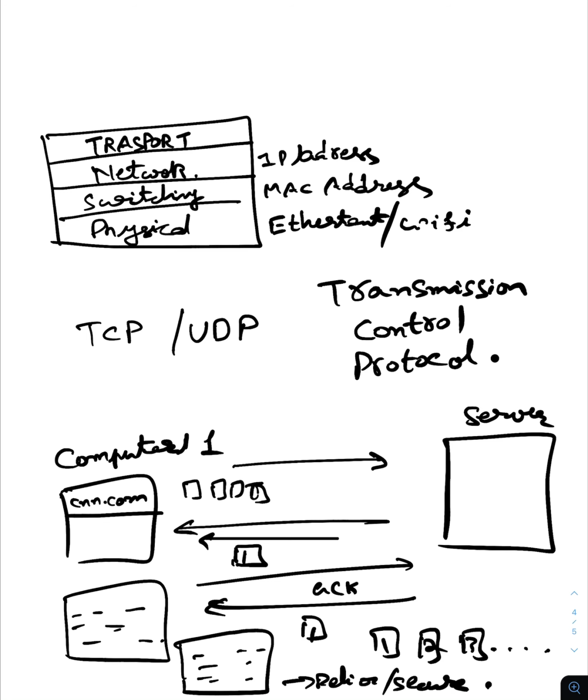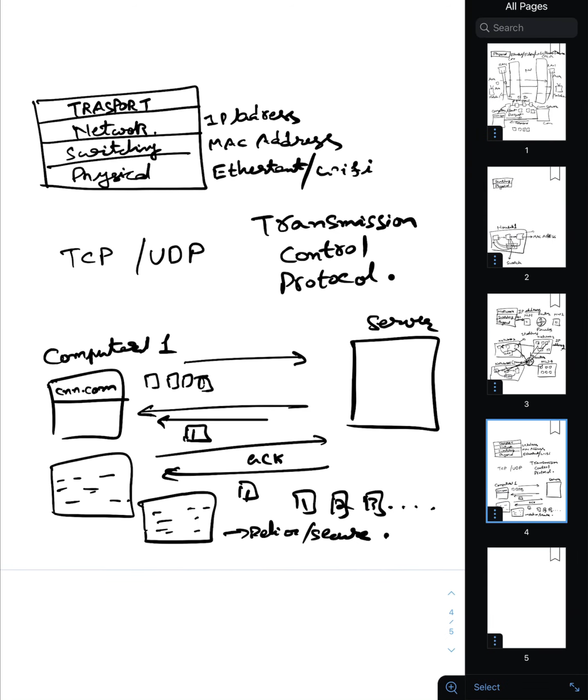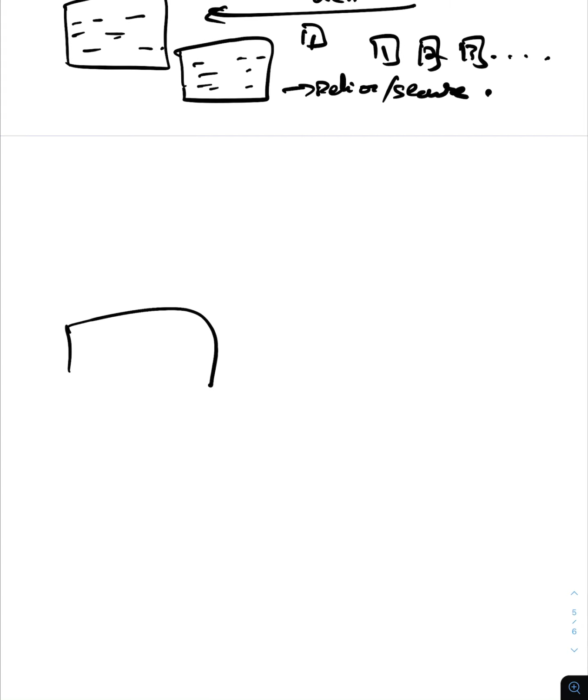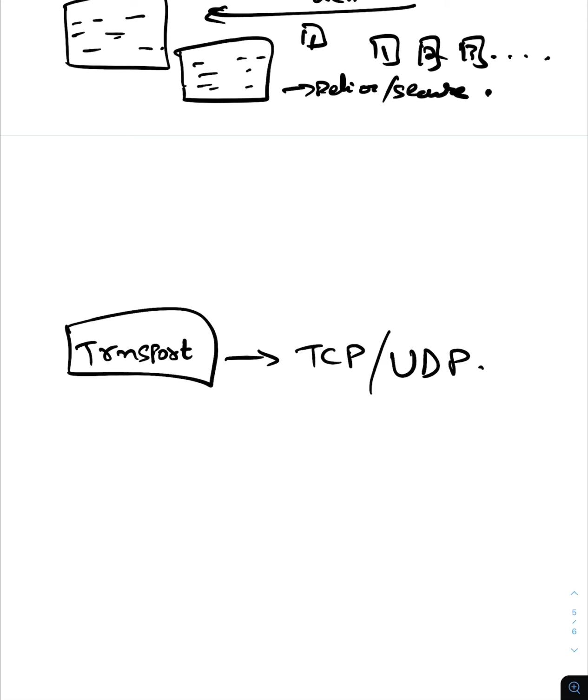But when it comes to UDP, let me explain UDP. So I told you the transport layer has TCP and UDP as its main protocols.